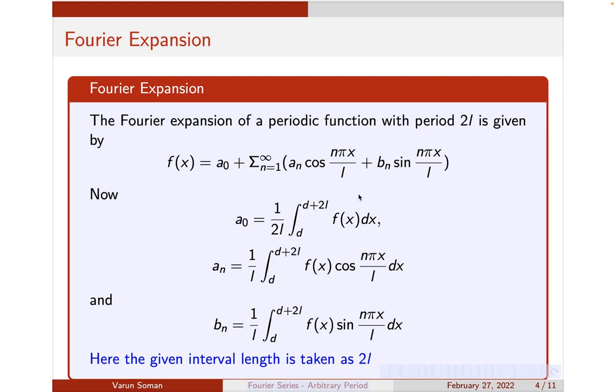So this is the case for a general periodic function. Again, the questions which will come from this section are that you will be given a function and asked to expand it. So always remember the given interval length should always be taken as 2L only. You have to remember that. Now let us do the problems here.